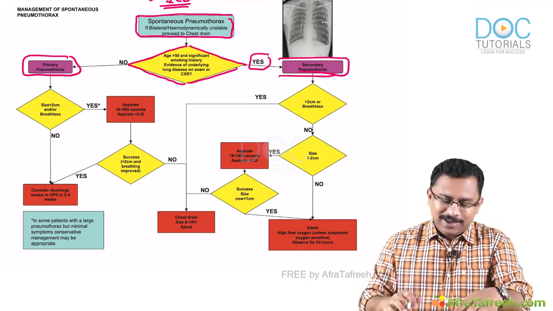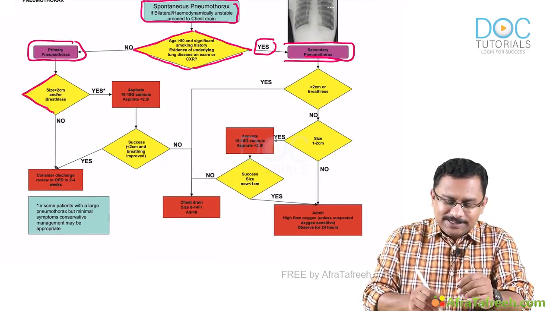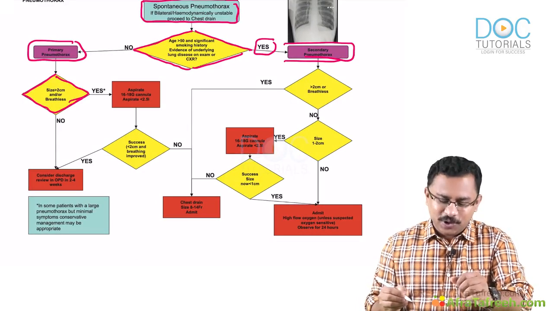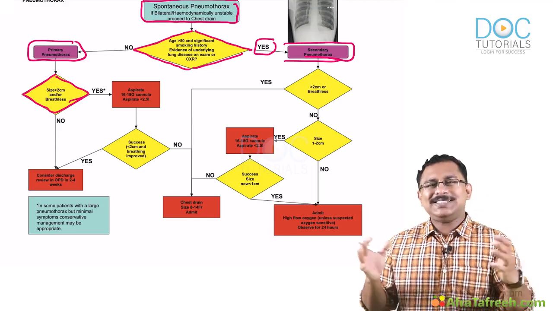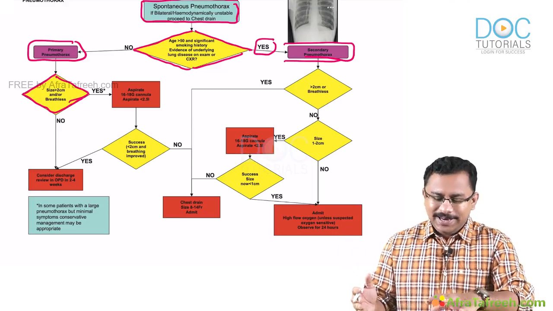Now, if it is a primary pneumothorax, you first look at whether the size of the pneumothorax is more than 2 centimeter or not. Now, what is this size more than 2 centimeter? What does that mean? So, I shall tell you.